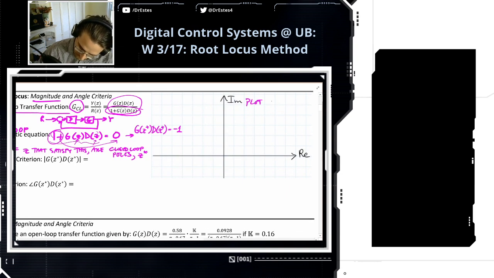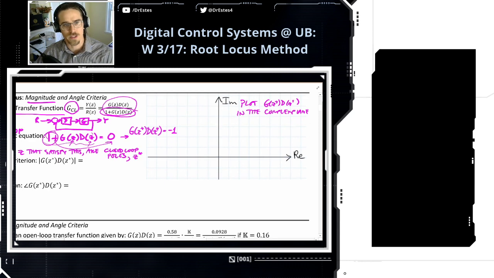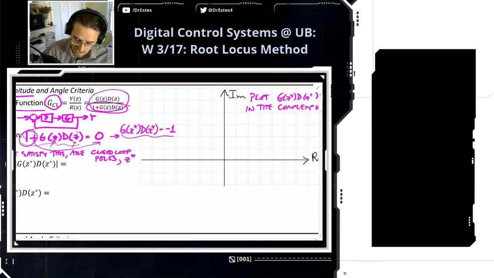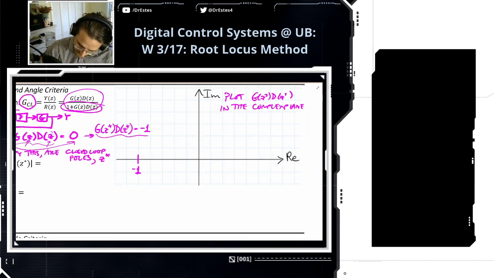Let's plot G(z)D(z) in the complex plane. Which you might say is a little weird to do because it's just equal to minus one. It's just a real number. Let's say minus one is right here. It's on the real axis, so there. We plotted it in the complex plane. G(z)D(z) is minus one, so there it is.